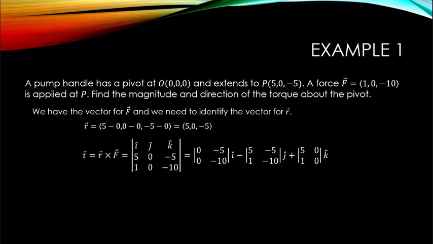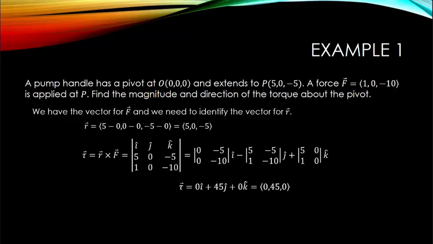The torque is the cross product of the vector r and the vector F, so I set up the determinant of a 3 by 3 matrix, with the first row populated by i hat, j hat, k hat, the second row populated by 5, 0, negative 5, and the third row populated by 1, 0, negative 10, which is equal to the determinant of the 2 by 2 matrix 0, negative 5, 0, negative 10 times i hat, minus the determinant of the 2 by 2 matrix 5, negative 5, 1, negative 10 times j hat, plus the determinant of the 2 by 2 matrix 5, 0, 1, 0 times k hat.